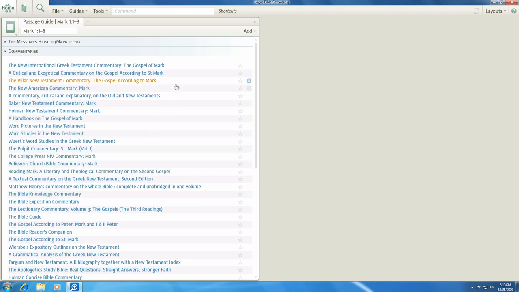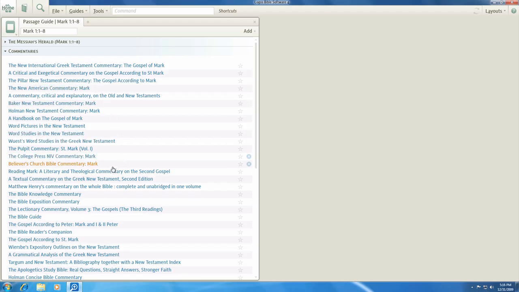Multi-volume commentaries, on the other hand, will have the specific Bible book name in the title. So, for example, the New International Greek Testament Commentary, the Gospel of Mark. And you can see this one here as well, the Gospel according to St. Mark, the Gospel according to Mark. Having a specific Bible book name in the title means that it's a part of a multi-volume set. It's part of a commentary series. Sometimes the series only covers a few books in the New Testament, and sometimes it covers the entire New Testament. Let's take a look first at a single volume Bible commentary.